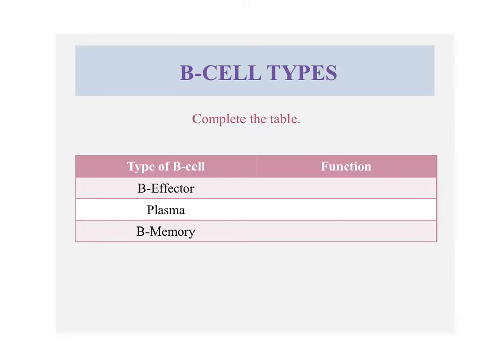So could you please now have a little look, a little Google, a little research, and complete this table. There are 3 different types of B cells. Can you figure out what their functions are and what they're there to do?